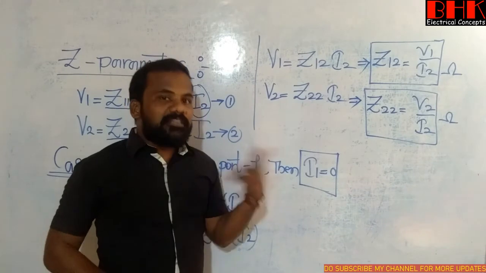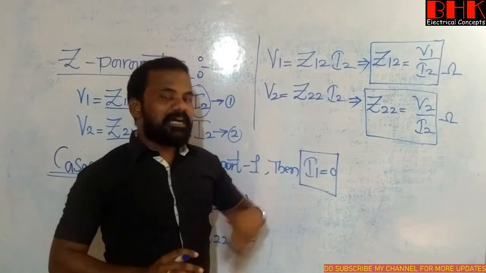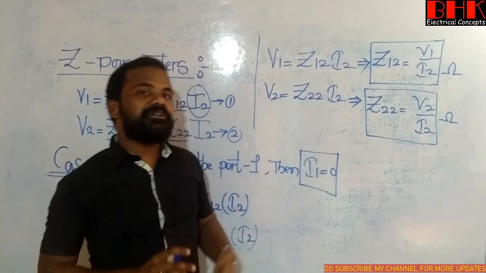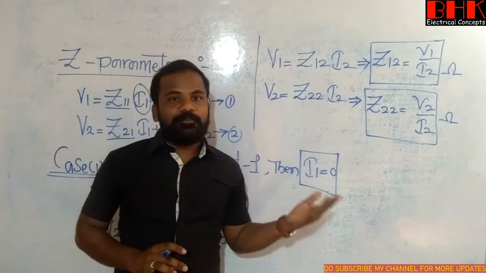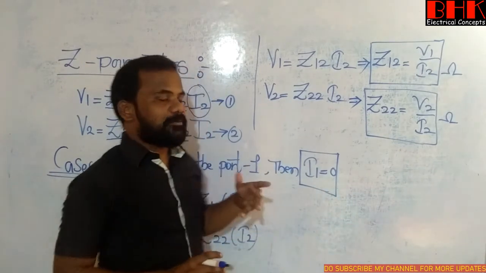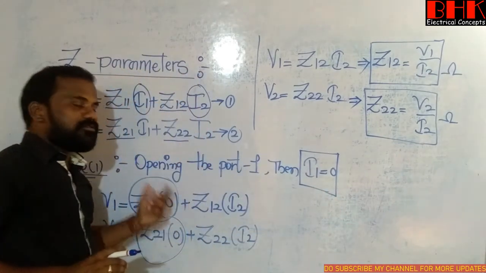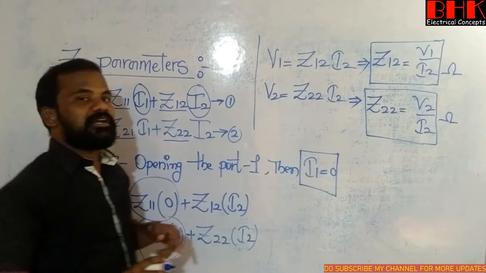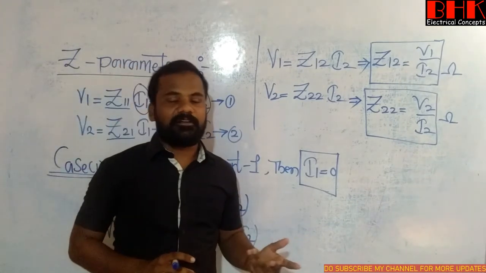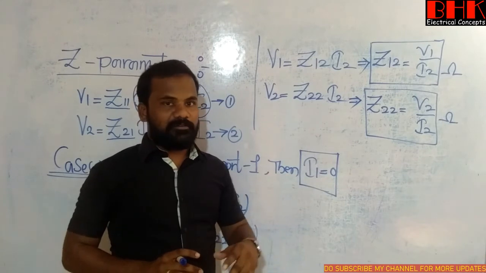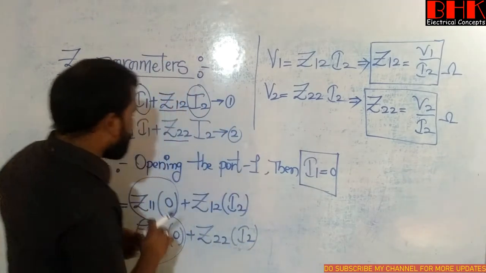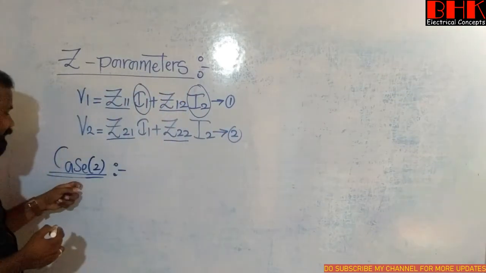So we need another two parameters also. To get the other two parameters, what are we going to do? Just open port 2, then again substitute the value of current in equation number 1 and 2, and you will get the remaining two parameters also. Clear? So this is the procedure we need to follow. Now find the other two parameters. Now case number 2.